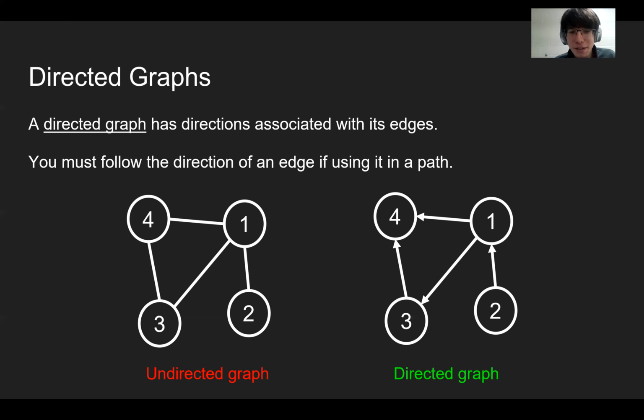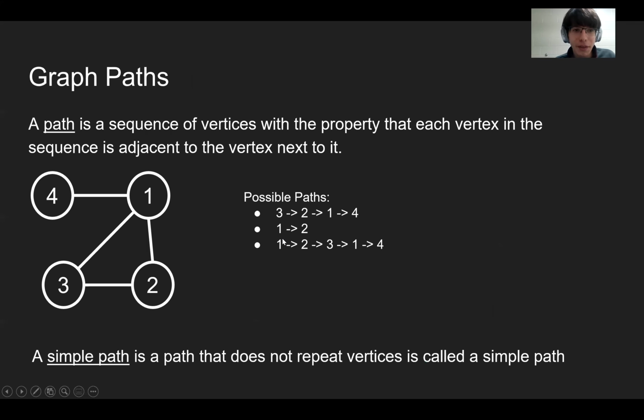It doesn't matter. Okay. So what is a path in a graph? Well, we mentioned path in the previous two slides, but now saying what it is, it's some sequence of vertices with the property that each vertex in the sequence is adjacent to the vertex next to it. So in this case, possible paths, for example. So 3 to 2 to 1 to 4, that's a path.